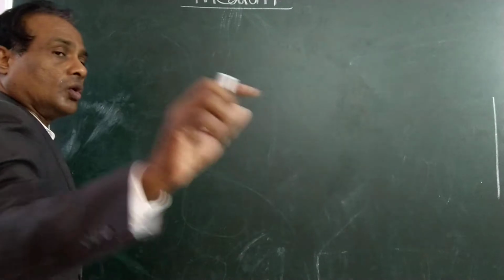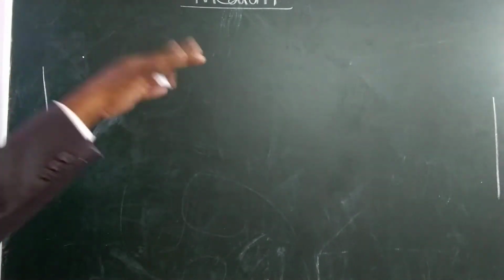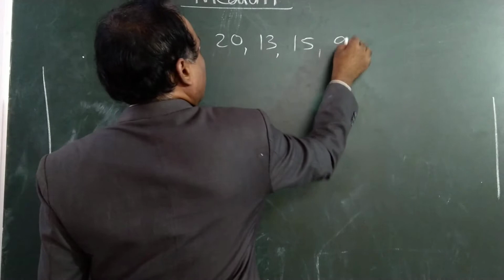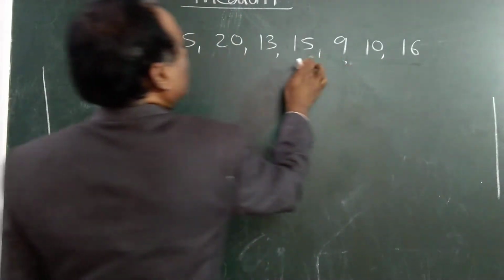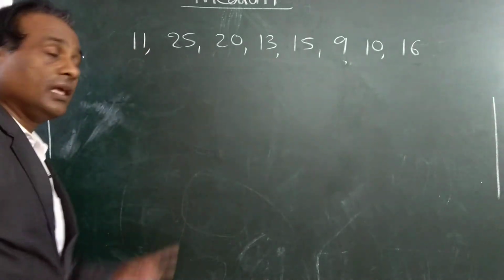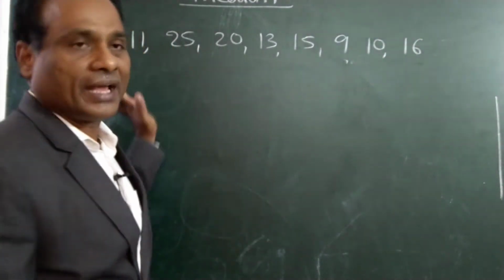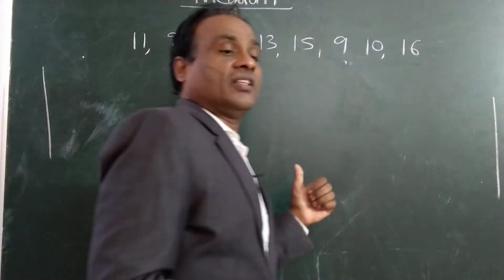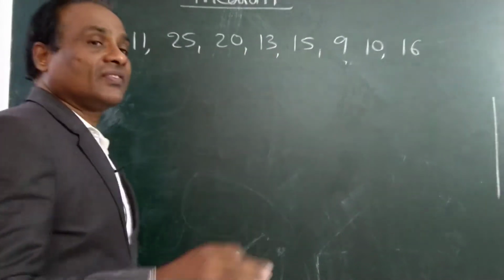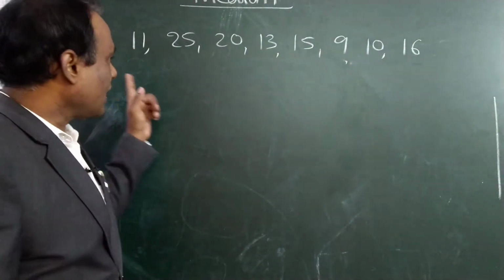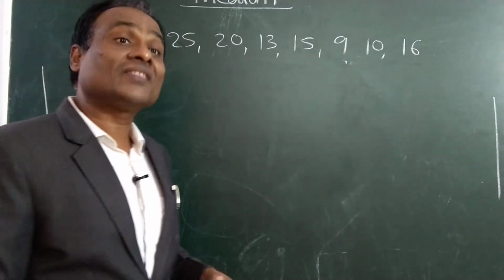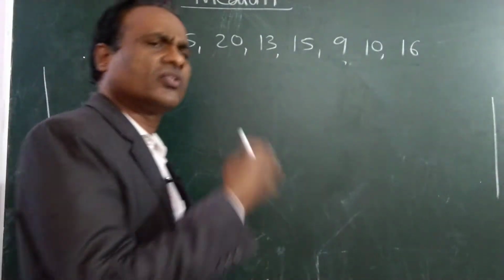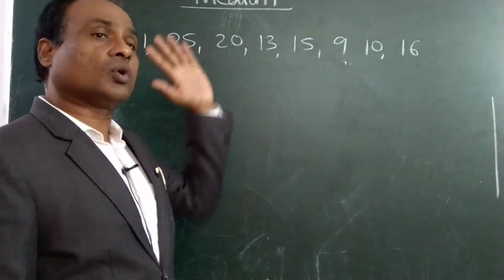First, don't write. Let us revise what you studied in the 9th class. Suppose 25, 20, 13, 15, 9, 10, 16, 3, 6, 8, 11. Suppose this type of ungrouped, raw data is given. How to find the median for this? First, arrange the numbers in ascending or descending order. Ascending means smallest to greatest, descending means greatest to smallest. Any order you arrange, we follow any one rule. Let us take the ascending order, smallest to greatest.